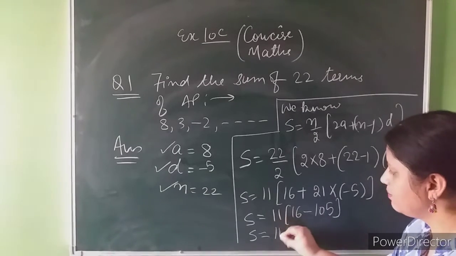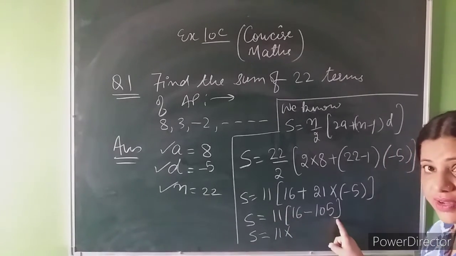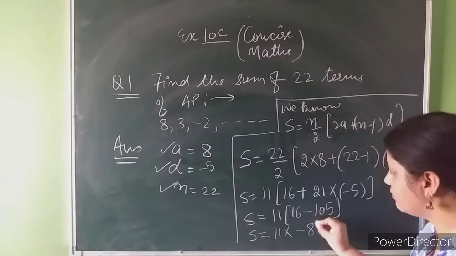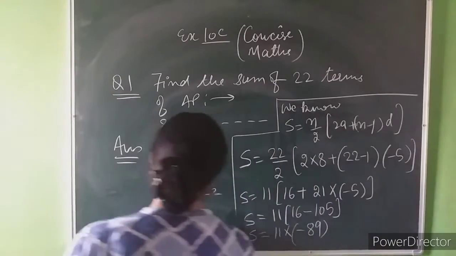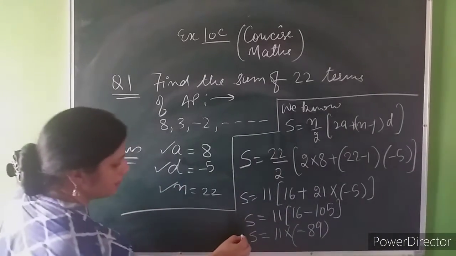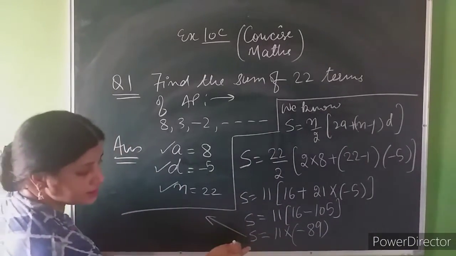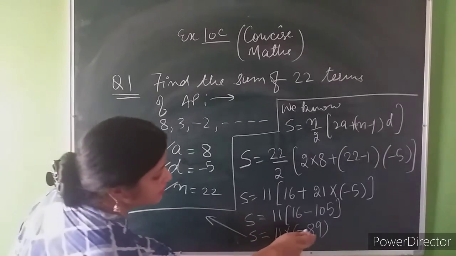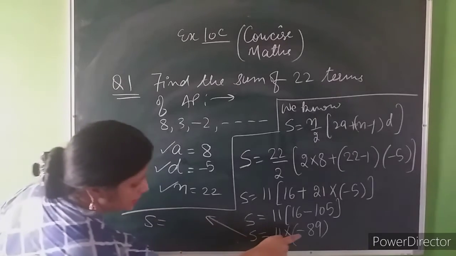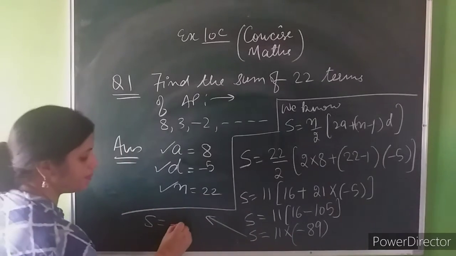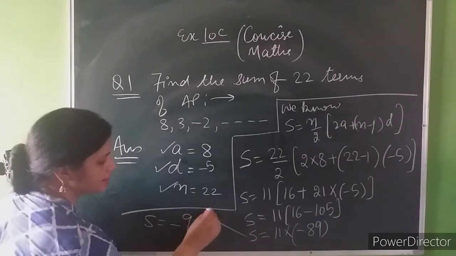Now we have to write the sum here, okay? Sum will be 11 multiplied by 16 minus 105, which will give you minus 89. Why minus 89? Because of this bigger number, right? So students, next I am writing here, for the sum we have to multiply 11 with minus 89, okay? And if I multiply, the sign will be minus, remember, the sign will be minus, and the answer will be 979.